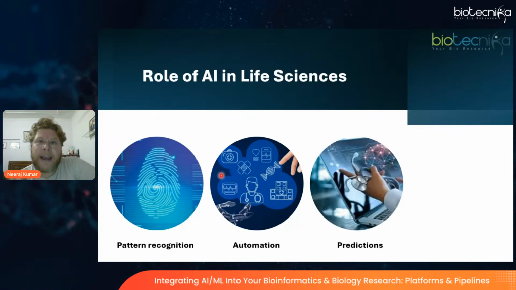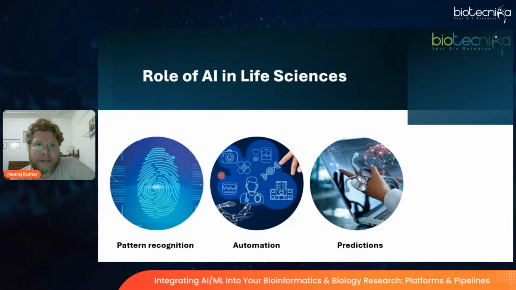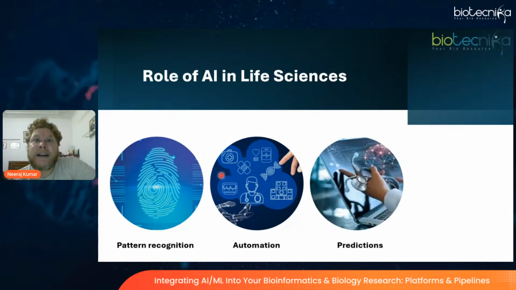Okay, so here AI can analyze data from past trials to predict the likelihood of a new drug succeeding, that can save billions of dollars as well as years of research.